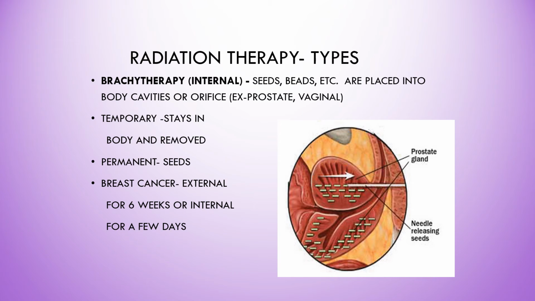Brachytherapy are like seeds, beads, etc., and they're placed in the body cavities or orifice, for example the prostate or vagina. Some of them are temporary and they stay in the body and then are removed. Some are permanent, and in breast cancer they have external for 6 weeks or internal for a few days. So they might have these placed in to reduce tumor size.